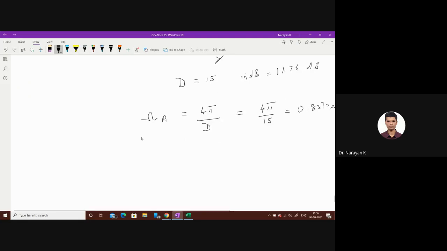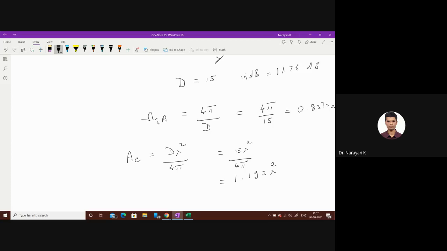Next, the last one. What you have to find is the effective aperture. If you remember the formula, this is D lambda square divided by 4 pi. Now do this. What is directivity? 15 lambda square divided by 4 pi. So in terms of lambda square only, you have to write. What will be your effective aperture? 1.19 lambda square.